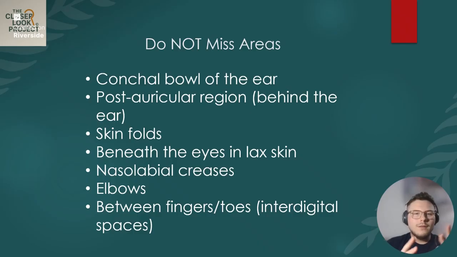And so those areas include the conchal bowl of the ear, the postauricular region, which is behind the ear, skin folds, beneath the eyes in that lax skin, nasolabial creases, which is this area here, the elbow, and of course between the fingers and toes, also known as the interdigital space. Some of these areas don't get as much UV exposure as the others we've mentioned anyway, but they have been well documented to hide a melanoma or two, so you should always look.